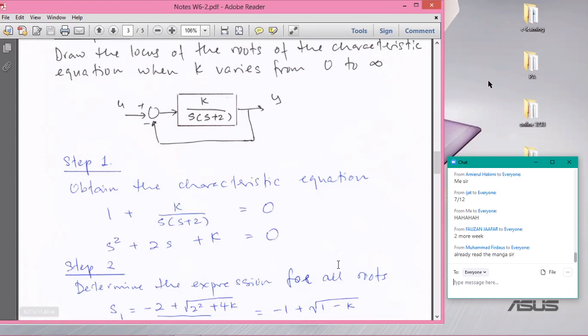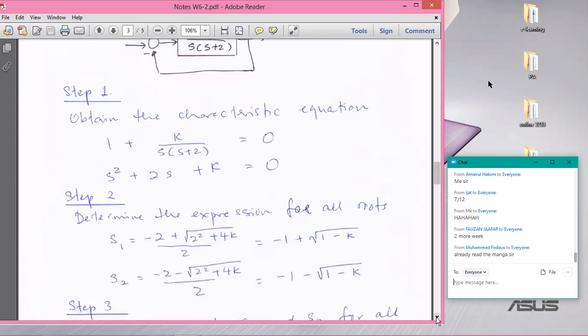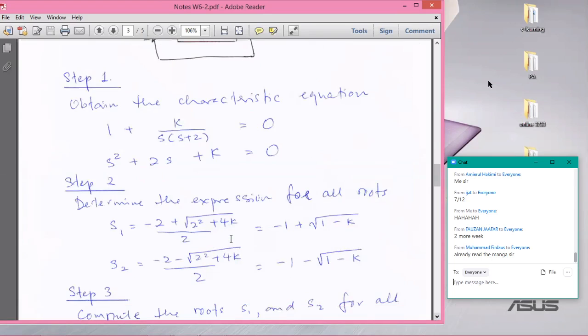Everybody can obtain the roots of this quadratic equation, second order. So we can now use the solution of the quadratic equation to get the expression for the two roots. So this is just minus b plus or minus the square root of b squared minus 4ac, divided by 2a. Wait a minute. Yeah, that's right. Minus b plus or minus the square root of b squared minus 4ac. Wait a minute. Why is this plus?